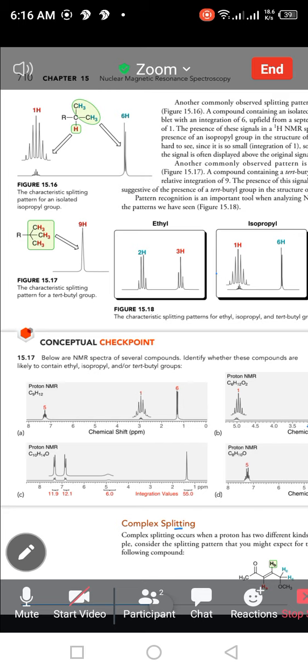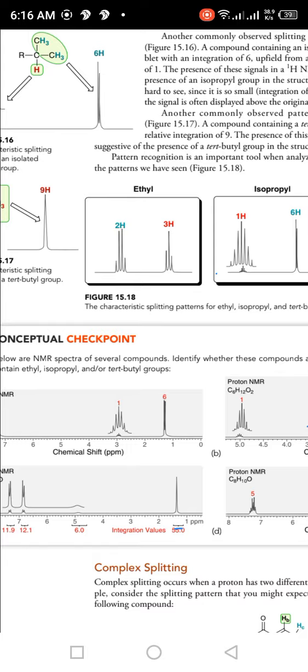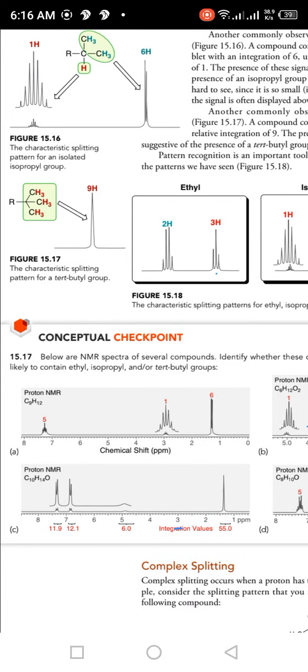In 15.17, below are the NMR spectra of several compounds. Identify whether these compounds are likely to contain ethyl, isopropyl, and tertiary butyl group. We just have to identify the ethyl, isopropyl, or tertiary butyl group.